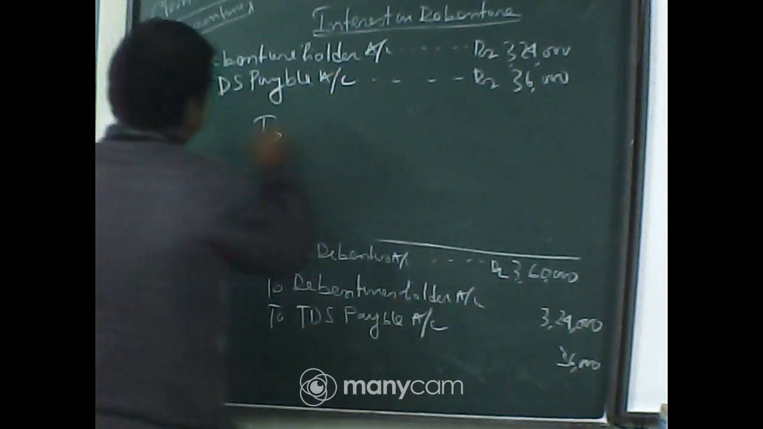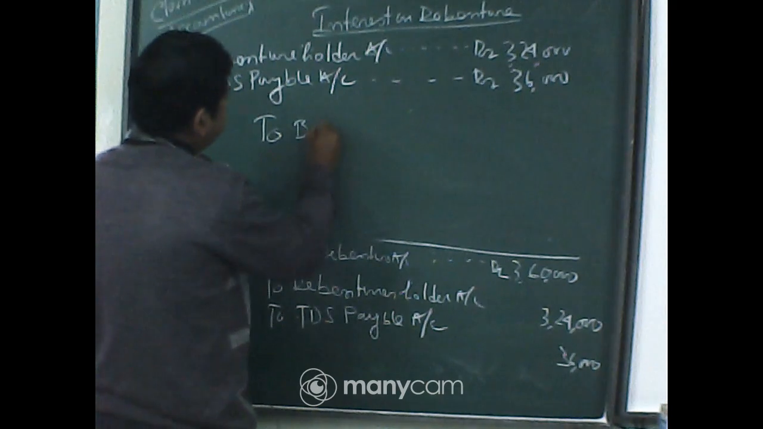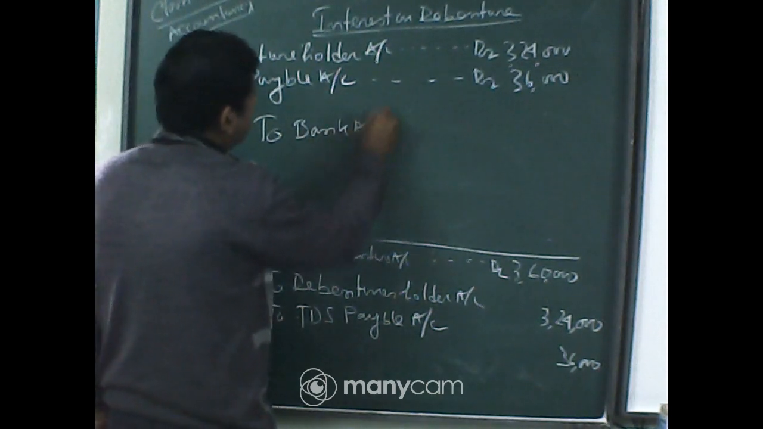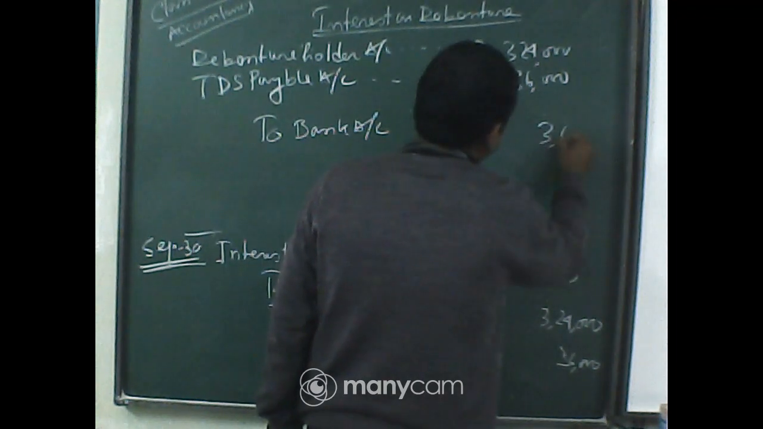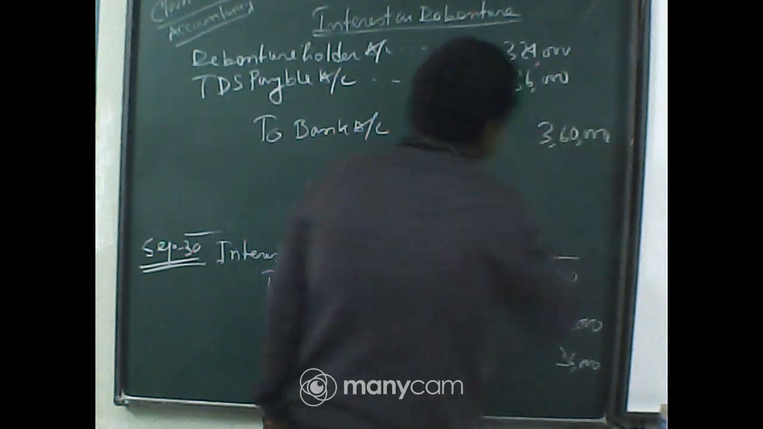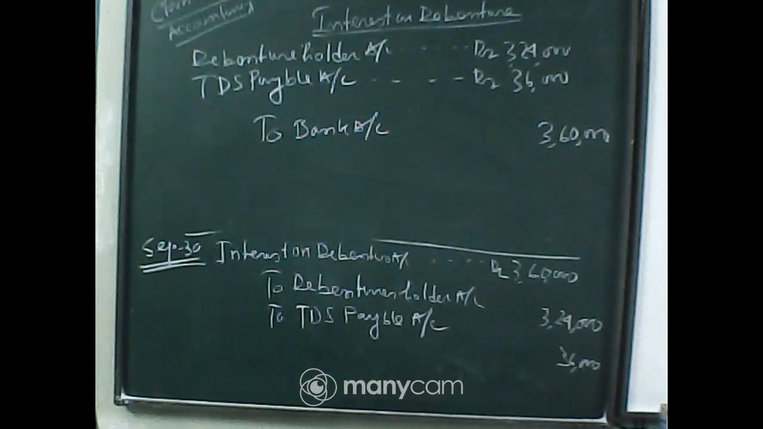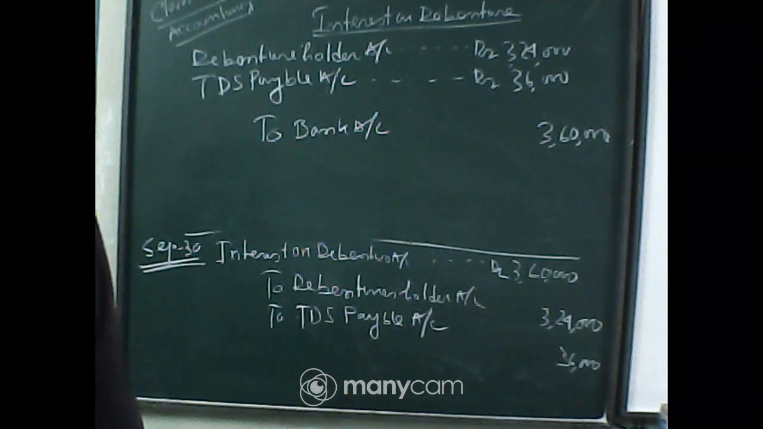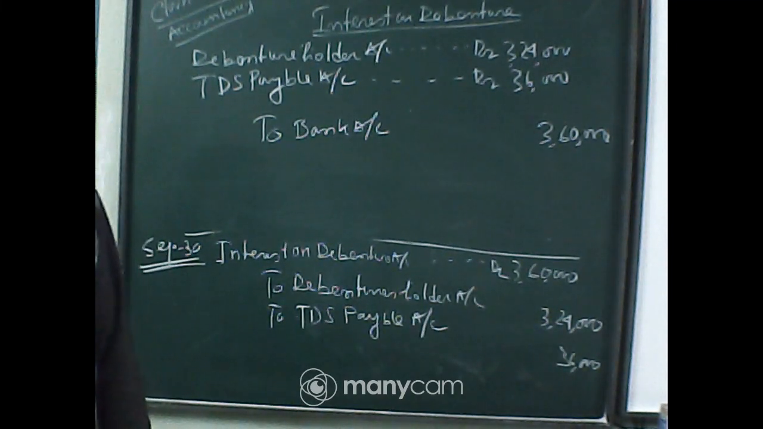From where are you actually paying? You are paying from your bank, so the bank account will be credited. How much amount? The total amount you are paying from your bank, that is 3,60,000. Now, what will be the narration? Narration will be payment of interest to the debenture holder and TDS amount deposited in government account. Okay.